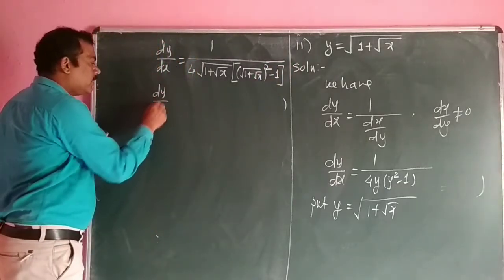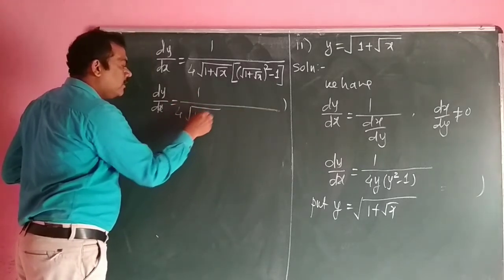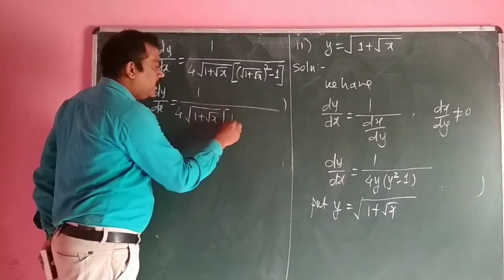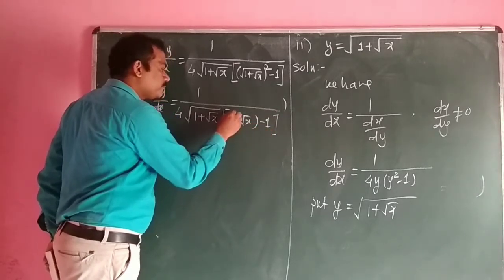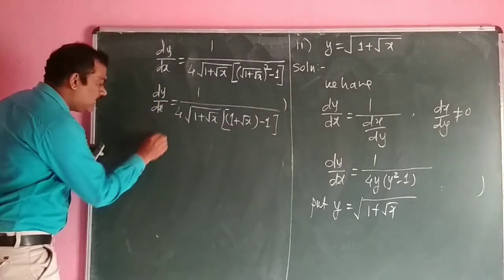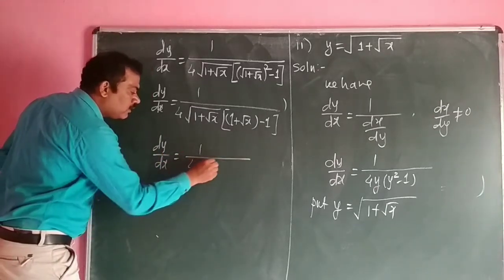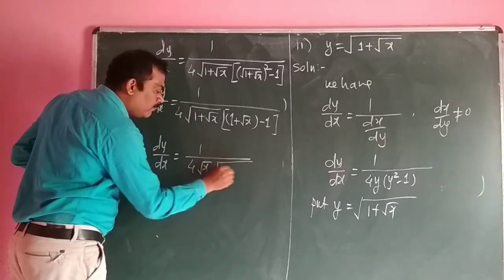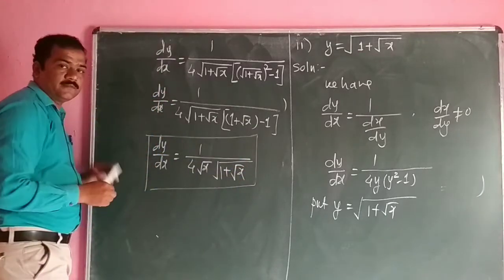So we get dy by dx is equal to 1 upon 4 times root of 1 plus root x into, here square and square root get cancelled, so remaining 1 plus root x minus 1. Plus 1 minus 1 get cancelled, so remaining only root x. We can write like this, dy by dx is equal to 1 upon 4 into root x into under square root of 1 plus under square root of x, which is the required answer.